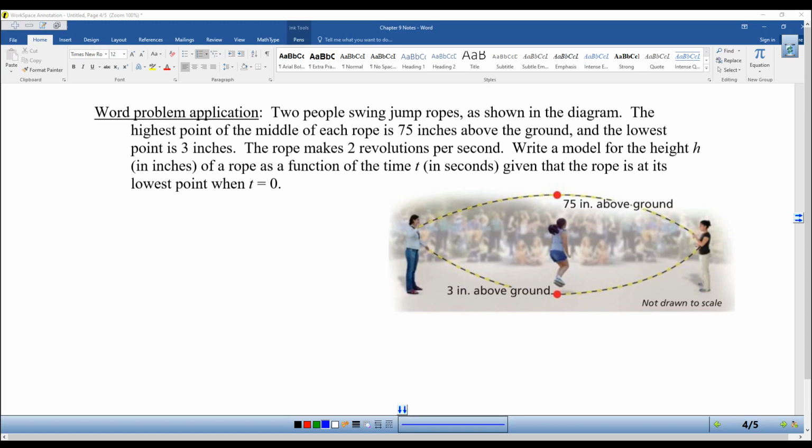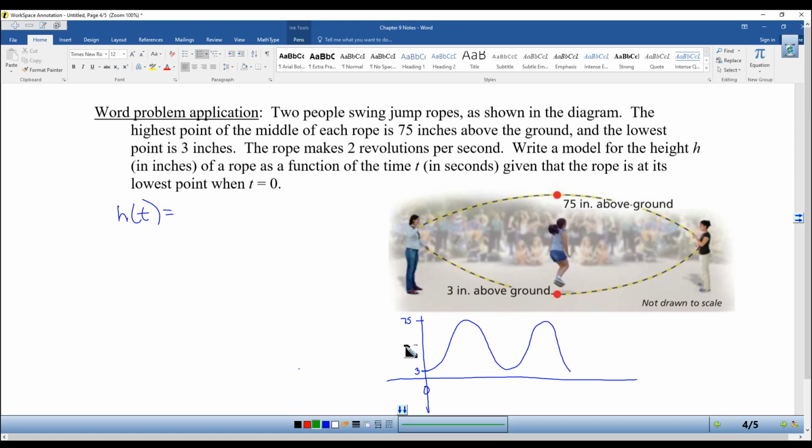So I really don't know very much at all. So I'm actually just going to write h of t. I don't know yet what its amplitude is, its period, or even if it's sine or cosine. Probably the easiest thing to do is to actually put it into a graph. So we know at time 0, it's 3 inches above the ground. And then it's going to go all the way up to 75. So it's going to go up and then down, and then up and then down.